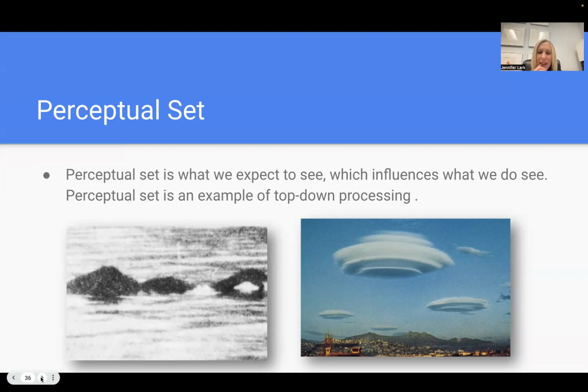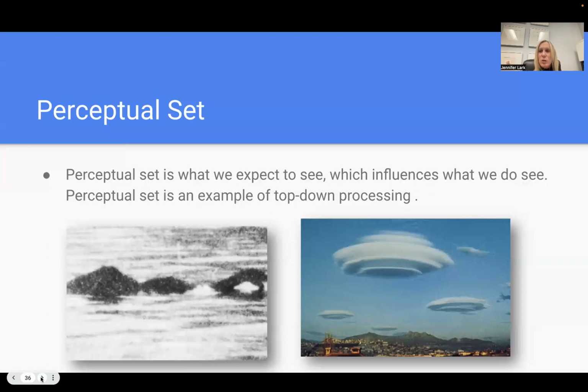So if you believe in aliens, you guys, you might look at these two images and see the black images to the left and the lighter images to the right as like flying saucers or spaceships or something like that. But if you do not believe that aliens exist, then you might see the things to the right as just being clouds, or to the left as just being dark spots in the sky.